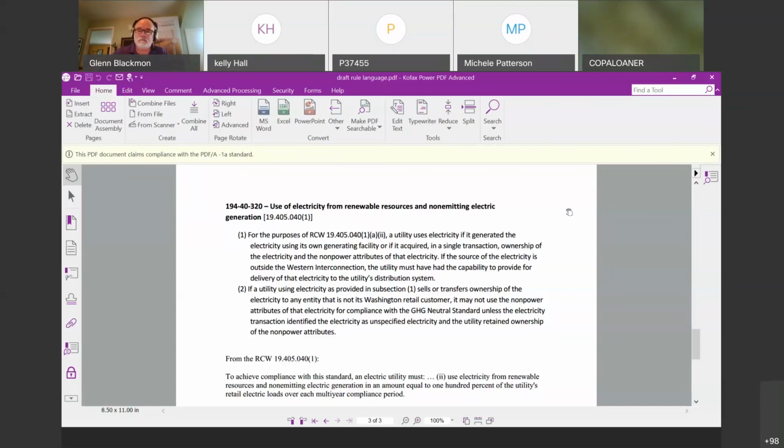Okay, thanks. I think we would have some concerns with that. Once an attribute is separated from the electricity, we would consider that an unbundled REC or non-power attribute, and so it should not be considered part of that 80% bundled standard.